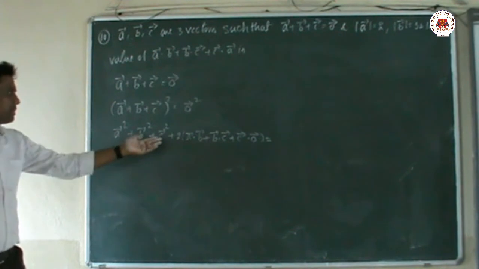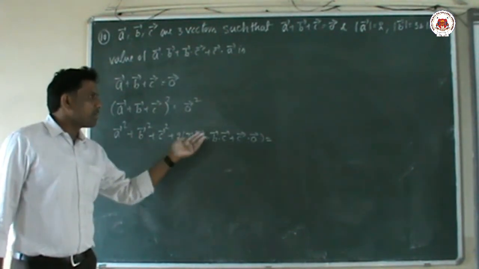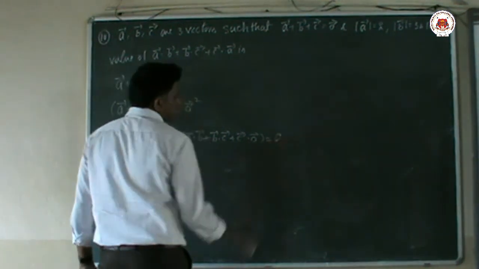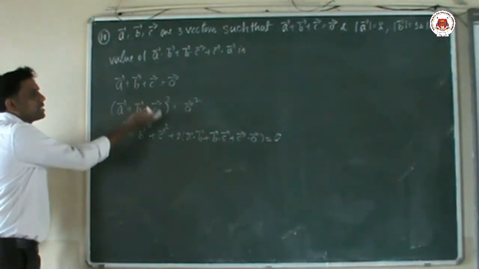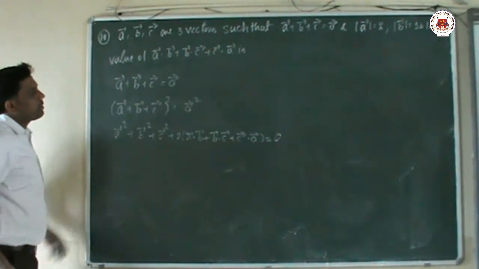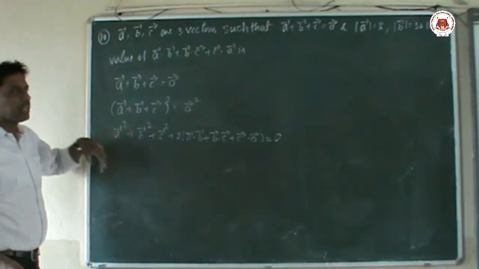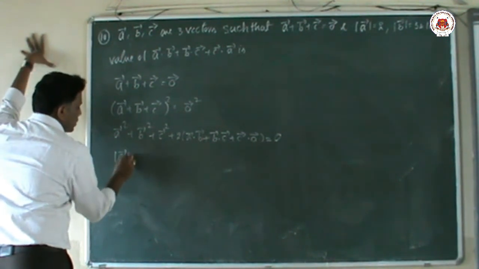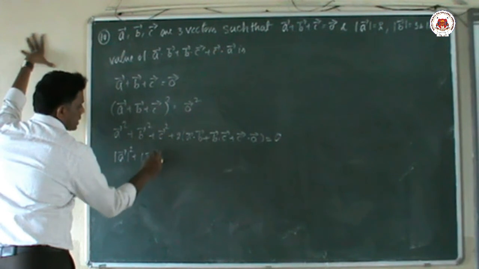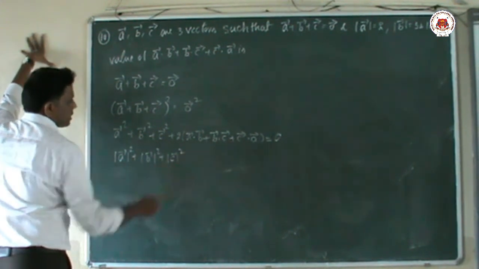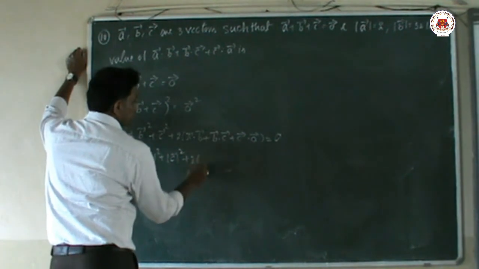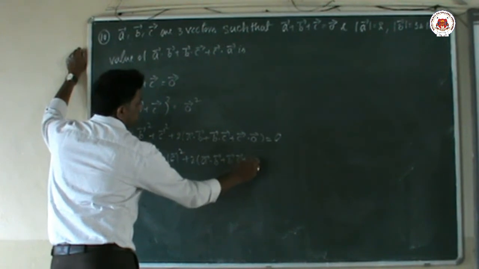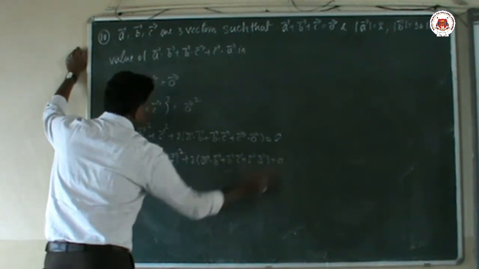One more time: A square plus B square plus C square plus 2AB plus 2BC plus 2CA. The 0 vector square is nothing but 0. Actually, this is not the formula, we have to multiply, but in a competitive exam we need to save time, that's why I wrote the direct step. Vector A square, vector square is nothing but its modulus: modulus of vector A square, modulus of B vector square, modulus of C vector square, plus 2 into A vector dot B vector plus B vector dot C vector plus C vector dot A vector is equal to 0.